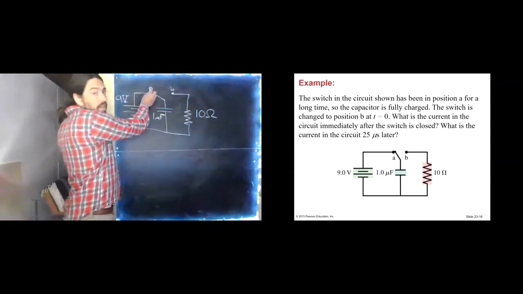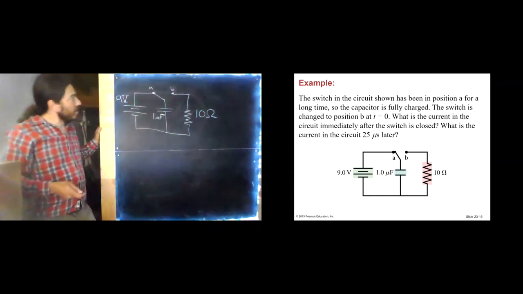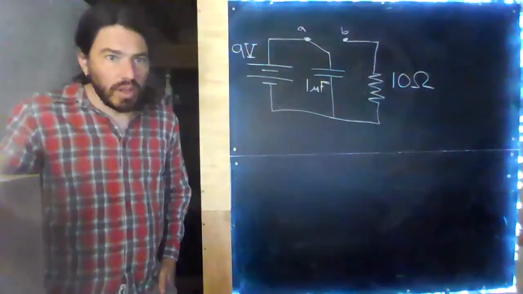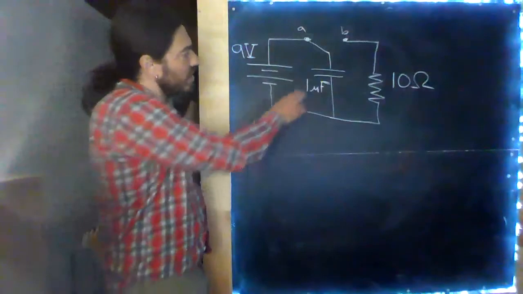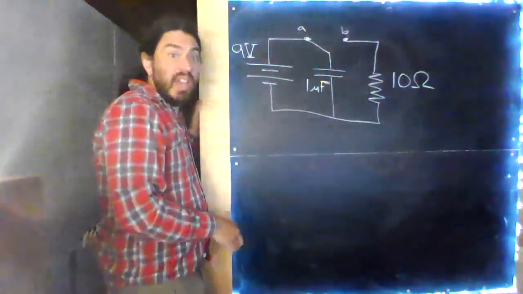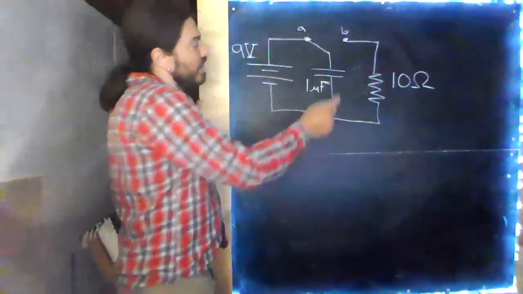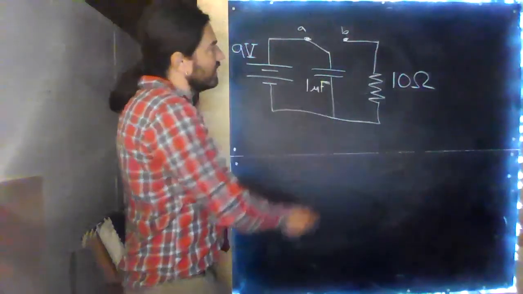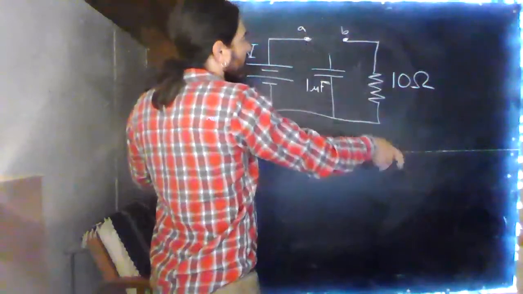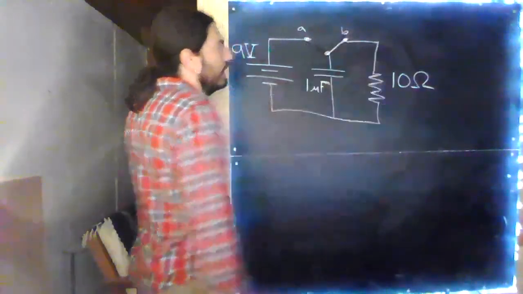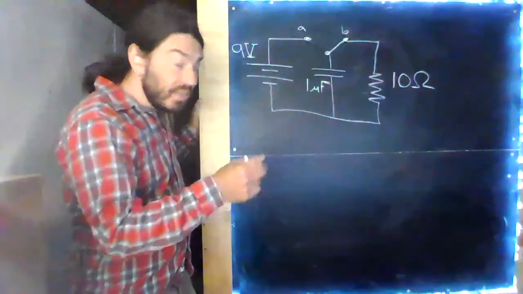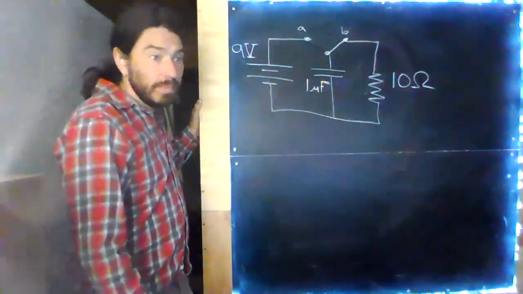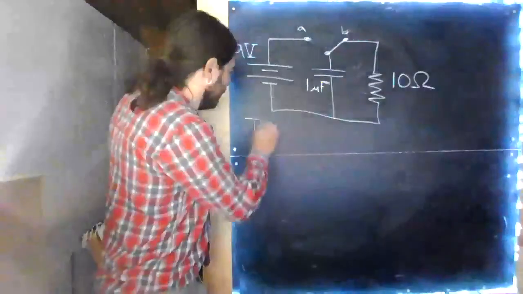So initially we've got the switch in position A. And so this capacitor is fully charged. So after some long amount of time, there's 9 volts across this capacitor, isn't there? There's 9 volts across that capacitor. So when I go ahead and throw this to position B, at that instant, there's still 9 volts across that capacitor. And so the current can be calculated quite easily.